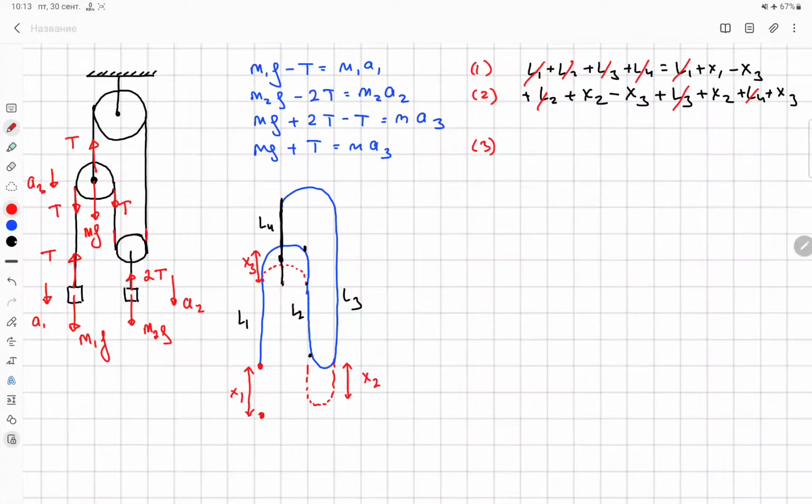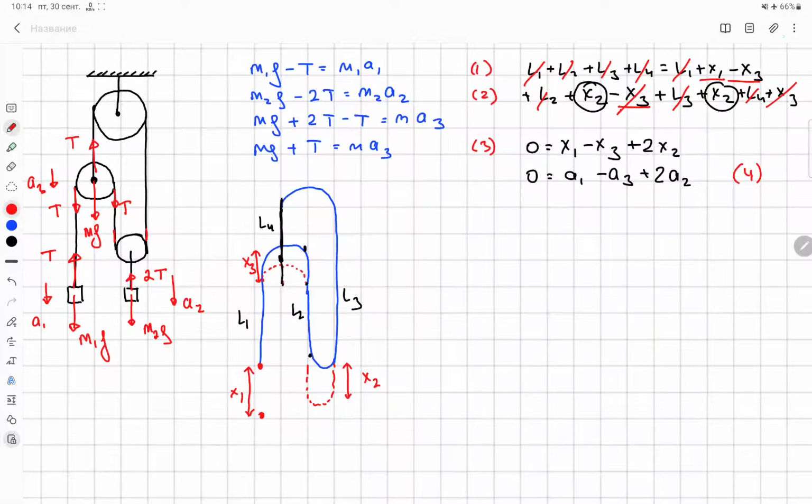Now we should be careful. On the left side we have a 0. On the right side, x1, minus x3, then another minus x3 and plus x3, so these cancel each other, so basically minus x3. Let's come to x2: x2 plus x2, so we have a 2x2. It means 0 equals a1 minus a3 plus 2a2. And this will be our last equation, equation number 4.